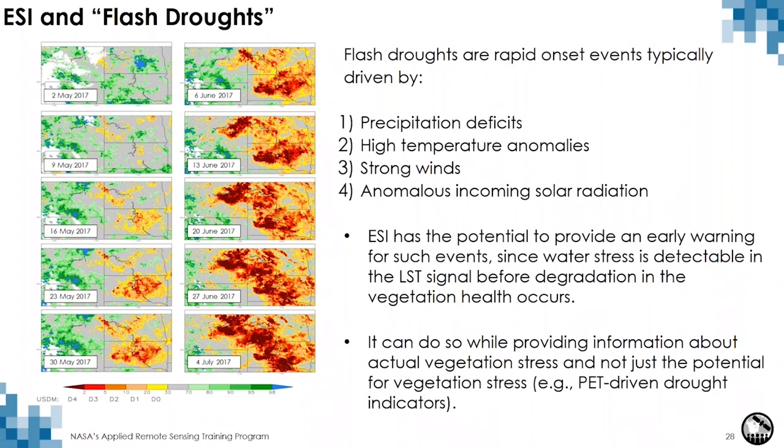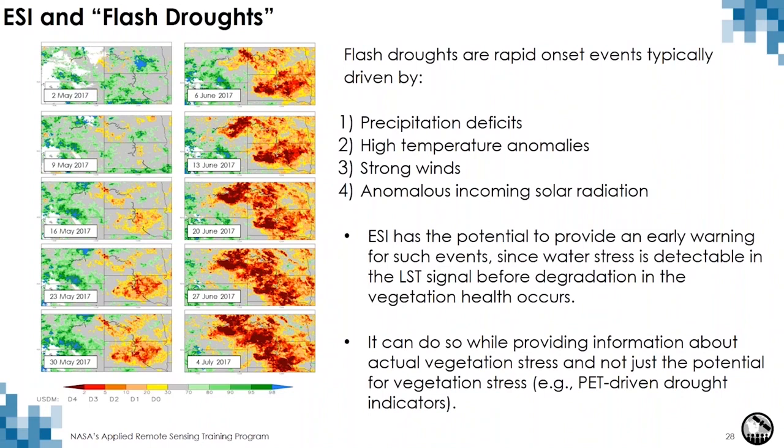Most people think of drought as a slow evolving phenomenon. What we've learned though is that, especially in agricultural interests, we can have these flash droughts, which are really just driven by precipitation deficits, hot temperatures, strong winds, and fewer clouds, so you have more solar radiation, more energy at the surface to evaporate.